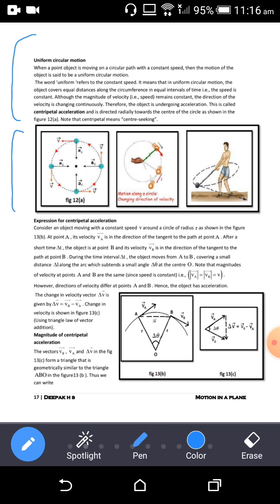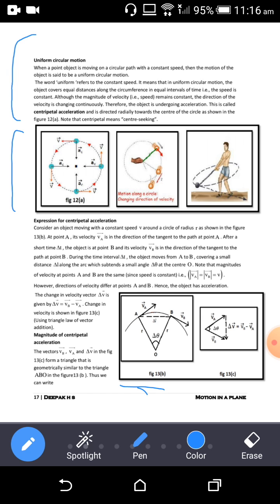Consider an object moving with a constant speed v around a circle of radius r as shown in figure 13b. You can see in the figure an object moving with a constant speed v around a circle of radius r.